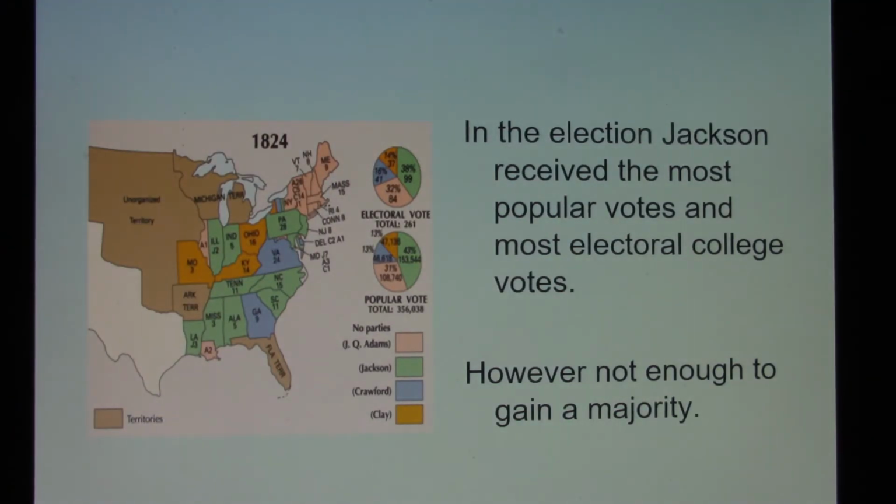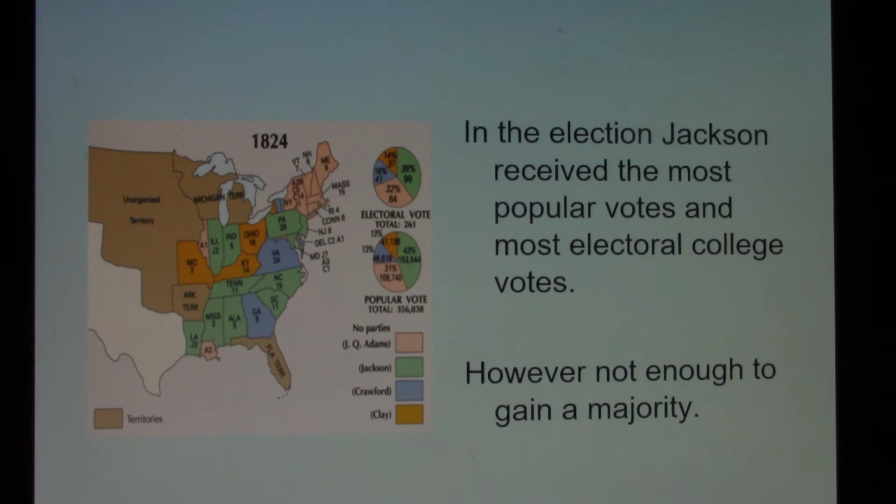Here are the states. Now, it might be a little hard to see, but the orange states are states that voted for Clay. The blue states are states that voted for Crawford. The greenish colored states are states that voted for Jackson. And the pinkish colored states are states that voted for John Quincy Adams.